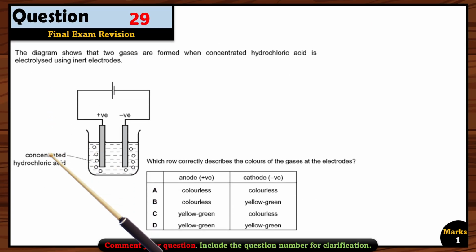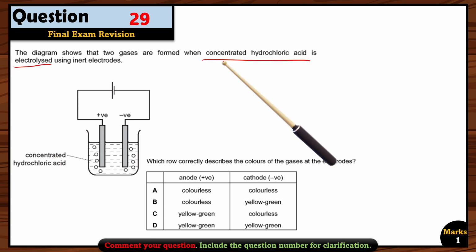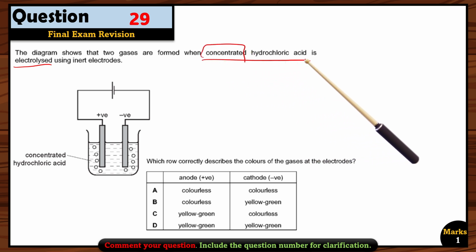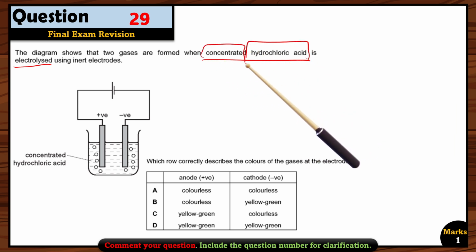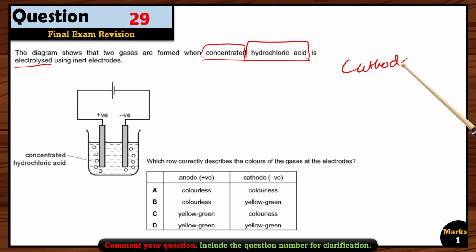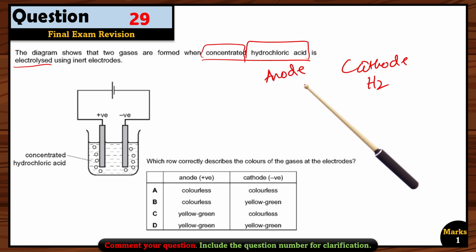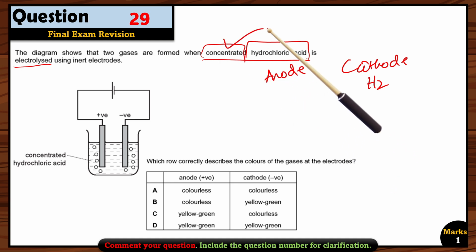Question 29. The diagram shows the two gases formed when concentrated hydrochloric acid is electrolyzed using inert electrodes. So which option is right? This is concentrated hydrochloric acid. At the cathode, of course, if it is an aqueous solution, I already told you, you will get hydrogen, right? But at the anode, it depends on concentrated or dilute solution. This one is concentrated, so you will get your own anions.